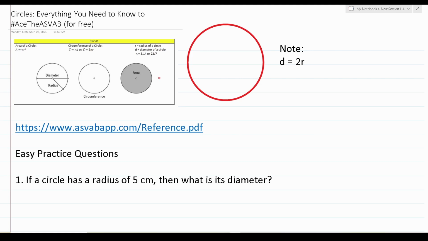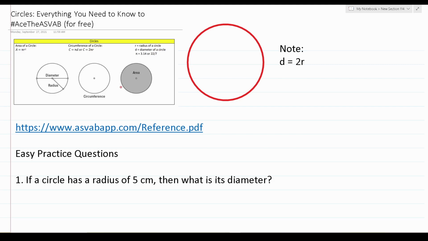In order to get the most out of this video, I strongly encourage you to pause the video after I read a question, attempt to work out the question on your own, and then resume playing the video to check your solution. As a reminder, you're not permitted to use a calculator or a reference sheet on the actual ASVAB. And so in light of that, I want to encourage you to do two things.